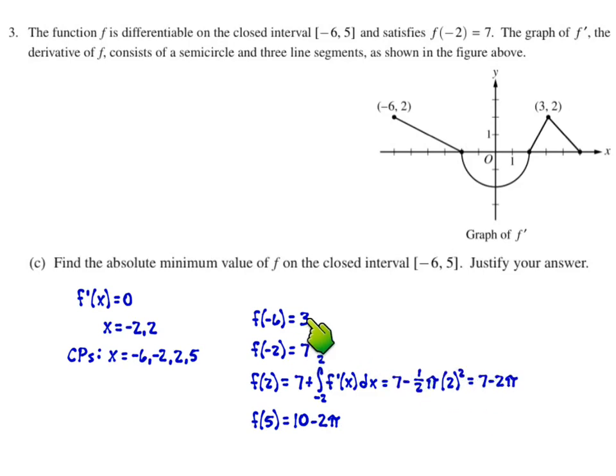And then 3 and 7, 3 is smaller. So the question is, is 3 smaller than 7 minus 2 pi? And the answer is no, because 2 times pi, 2 times 3.14-ish is going to be 6 point something, so 7 minus 6 point something is going to be under 1. So our absolute minimum here is 7 minus 2 pi.